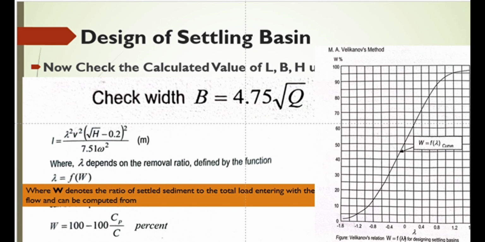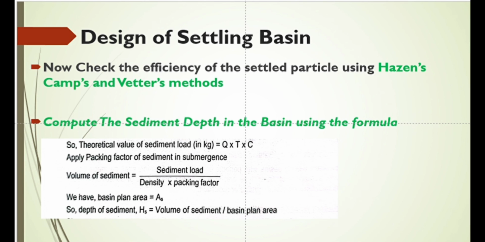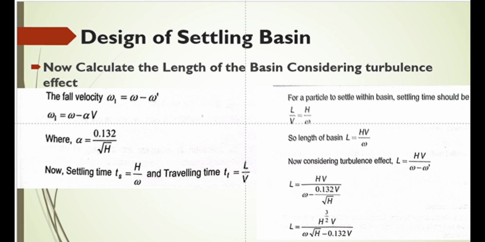Now check the calculated value of L, B, H using the formula and check the data with the graph. Now check the efficiency of the settled particle using Hazen's, Camp's and Vetter's methods. Compute the sediment depth in the basin using the formula. Now calculate the length of the basin considering turbulence effect.